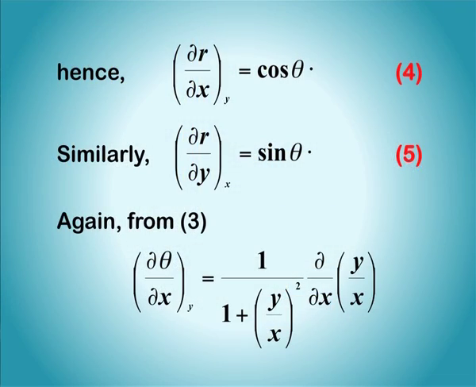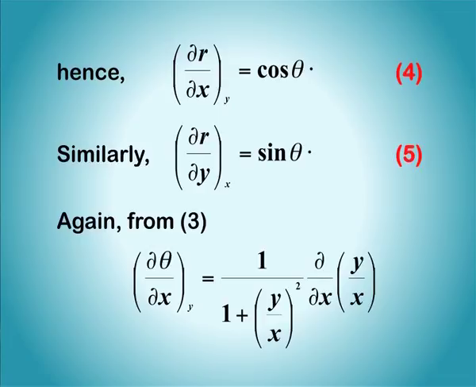I am now differentiating theta with respect to x. From where? From that relation. Theta is equal to tan inverse y upon x. From there I am getting it. So, we write again from 3. First part we have done. This is the second part.